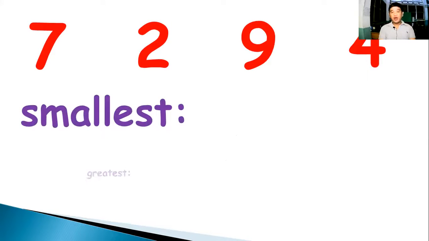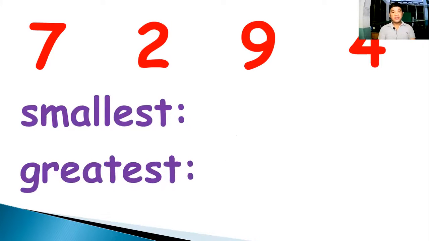Okay? Now, another one. We have 7, 2, 9, and 4. So let us identify the number which is the smallest and which is the greatest. The smallest number is 2. The greatest number is 9. That's right.